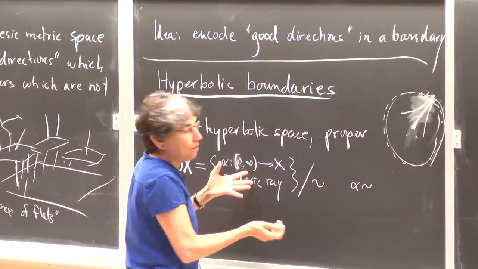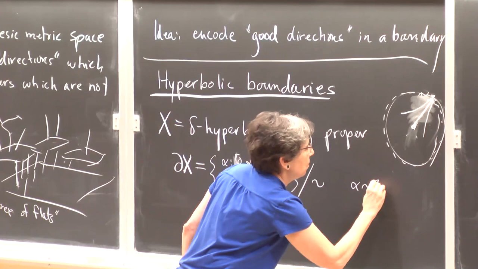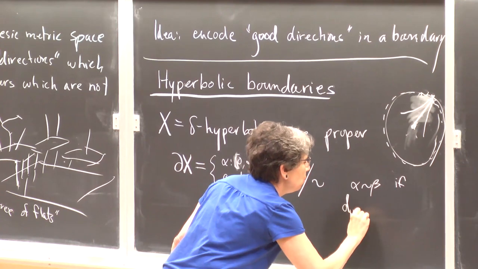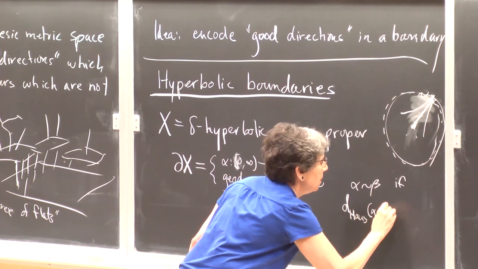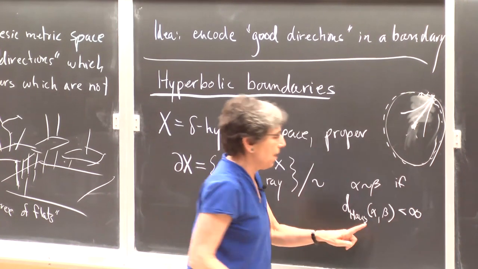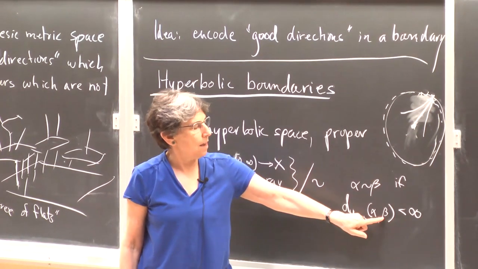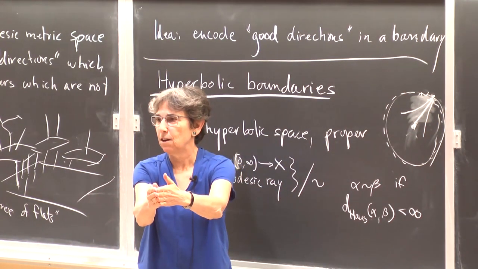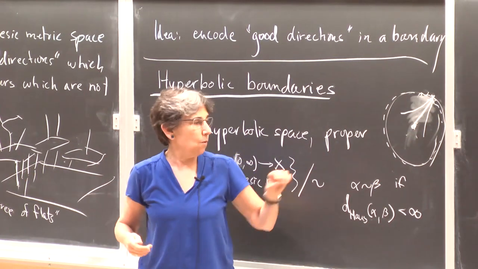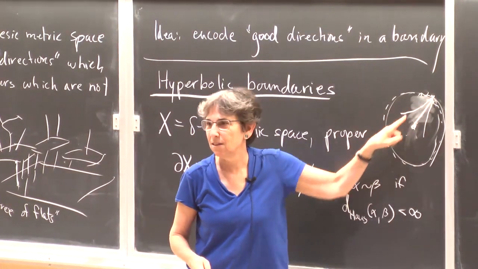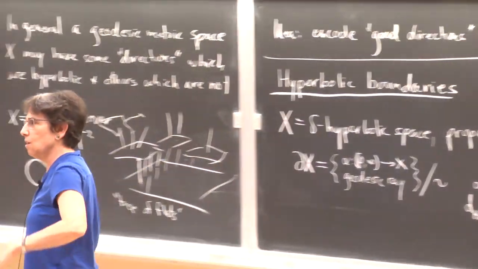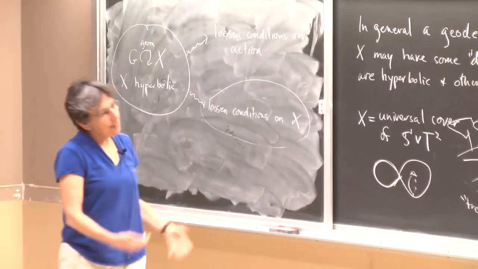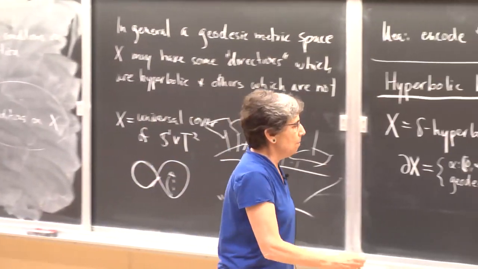So to avoid having to fix a base point, we're going to say alpha is equivalent to beta if, this is the shorthand, the Hausdorff distance between alpha and beta is less than infinity. And all that means is that alpha lives in a bounded neighborhood of beta, and beta lives in a bounded neighborhood of alpha. They stay bounded distance from each other. They never get infinitely far apart. There's some neighborhood of one that contains the other, and vice versa. So they're asymptotic. They're going to stay bounded distance from each other. That's how we define the boundary.